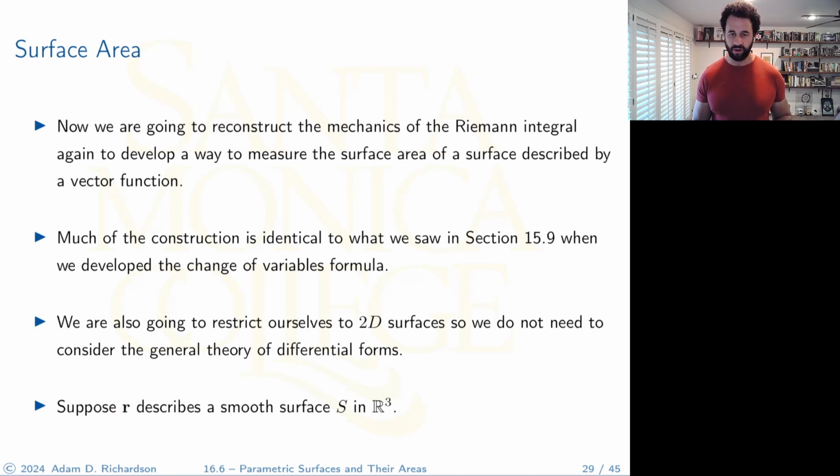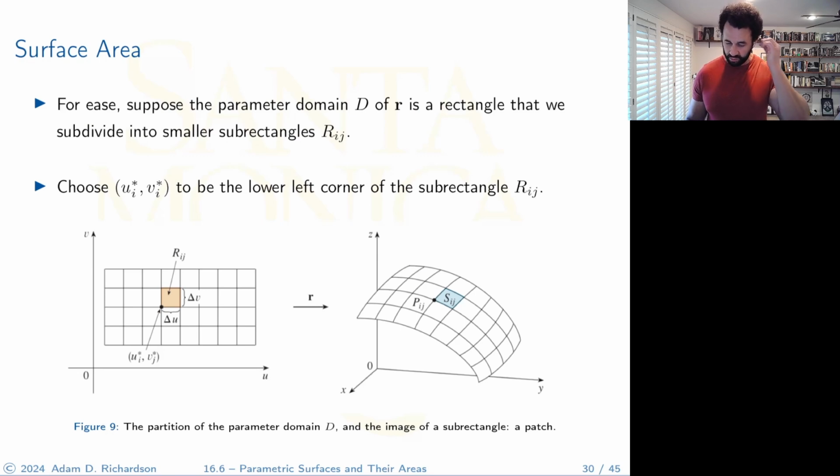Suppose we have a vector function r that describes a smooth surface S in 3-space. That's the setup. And just for ease, we're going to assume that the parameter domain that r is defined on is a rectangle. Usual deal, we're going to chop it up into smaller subrectangles, R sub ij. We'll choose the lower left corner and label it u sub i star, v sub j star. That's our special sample point.